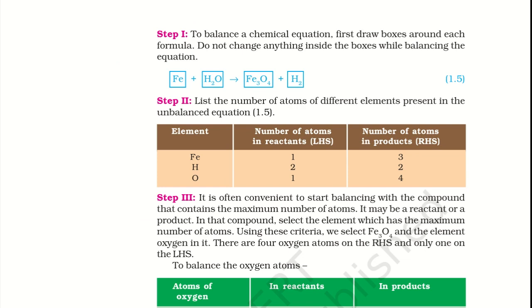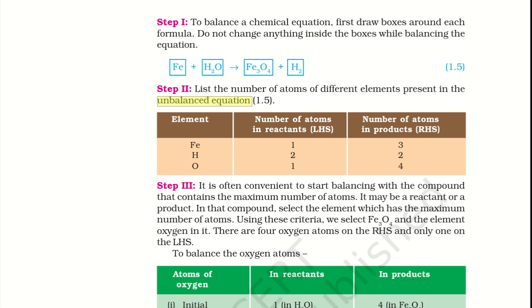Now let's go through one more example. Here you can see iron reacts with water to give iron oxide and hydrogen gas. Here again we have to prepare a table to check whether the equation is balanced or not. On the left hand side you can find iron with one atom, while on the right hand side it has increased to 3 atoms.